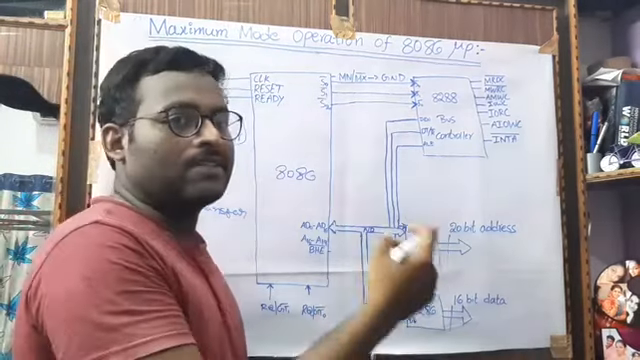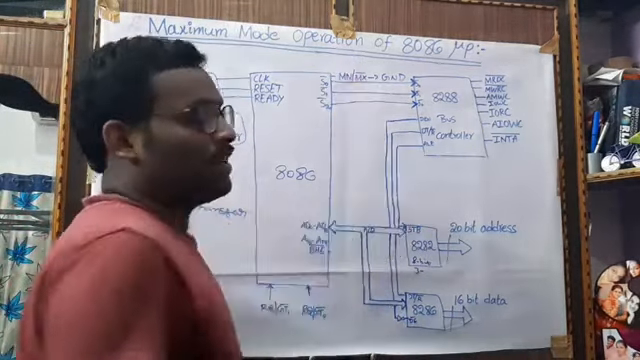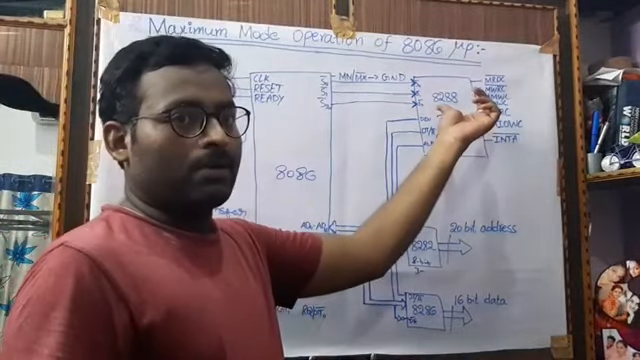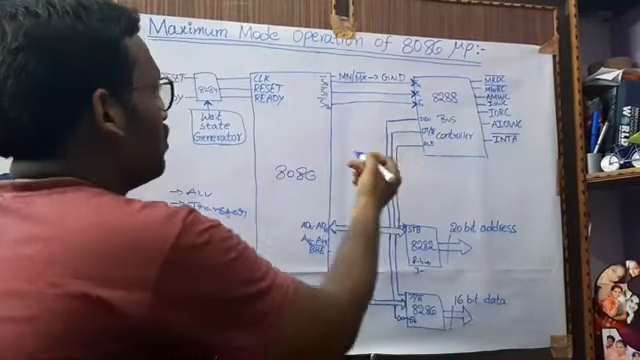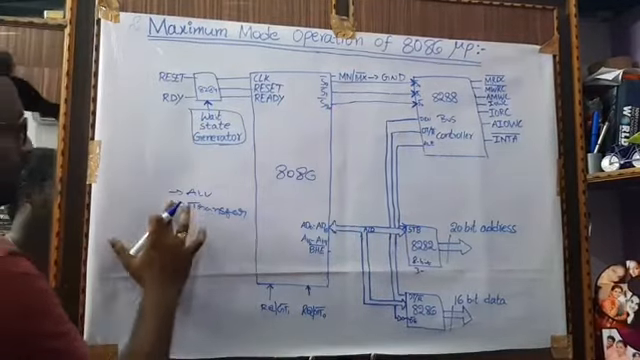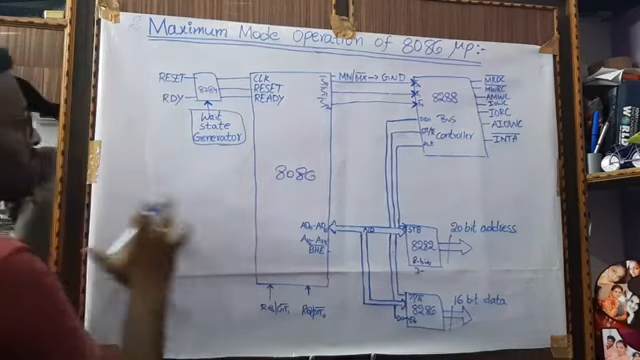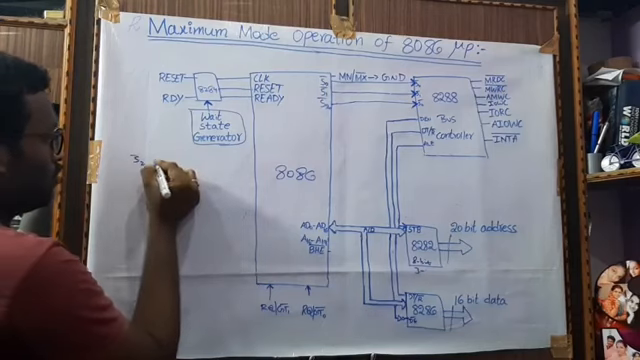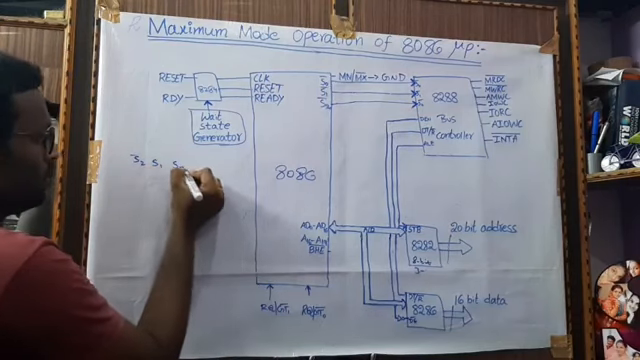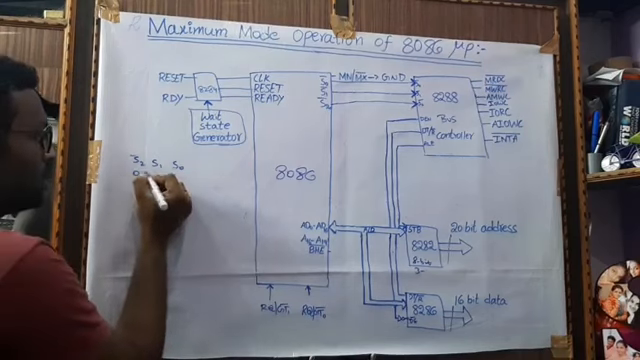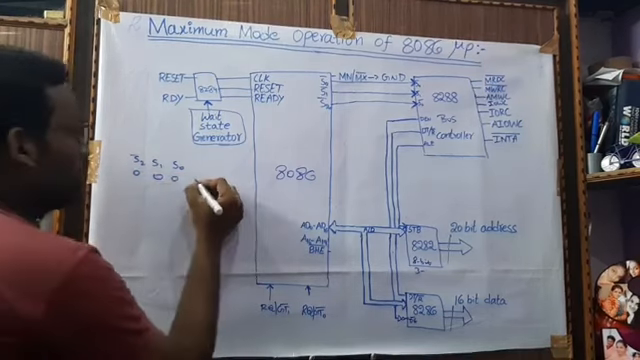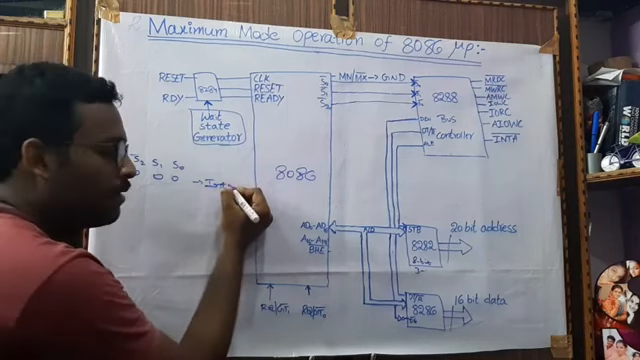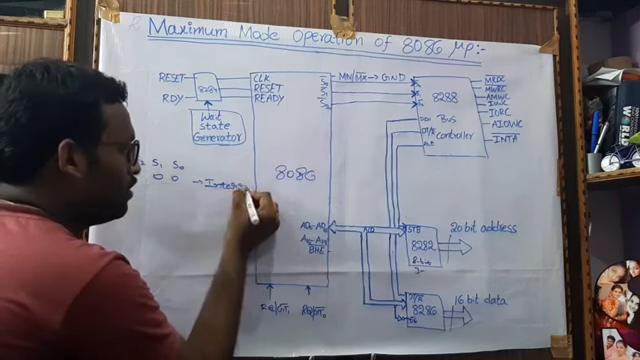These are the status lines. Based on these status lines, the operation we are doing is controlled by this 8288 bus controller. So what are these status lines? S2, S1, S0. If these status lines are all zeros, this represents interrupt acknowledgement.